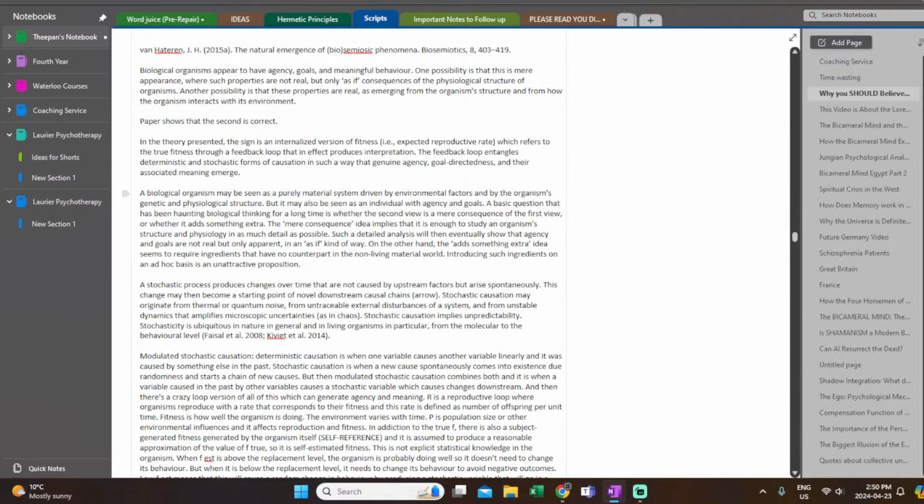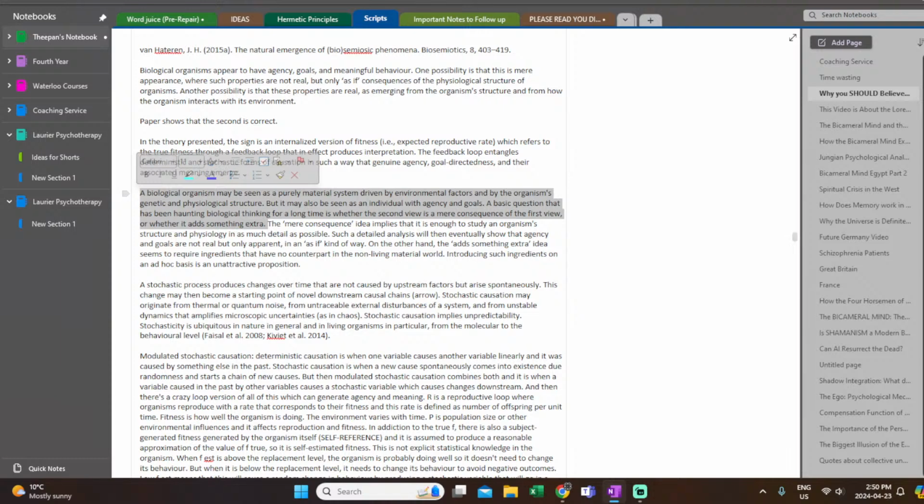A basic question that has been haunting biological thinking for a long time is whether the second view is a mere consequence of the first view or whether it adds something extra. Okay. So this is a really good paragraph for defining the difference between weak and strong emergence. But more importantly, the distinction between determinism, pure determinism, and emergence.